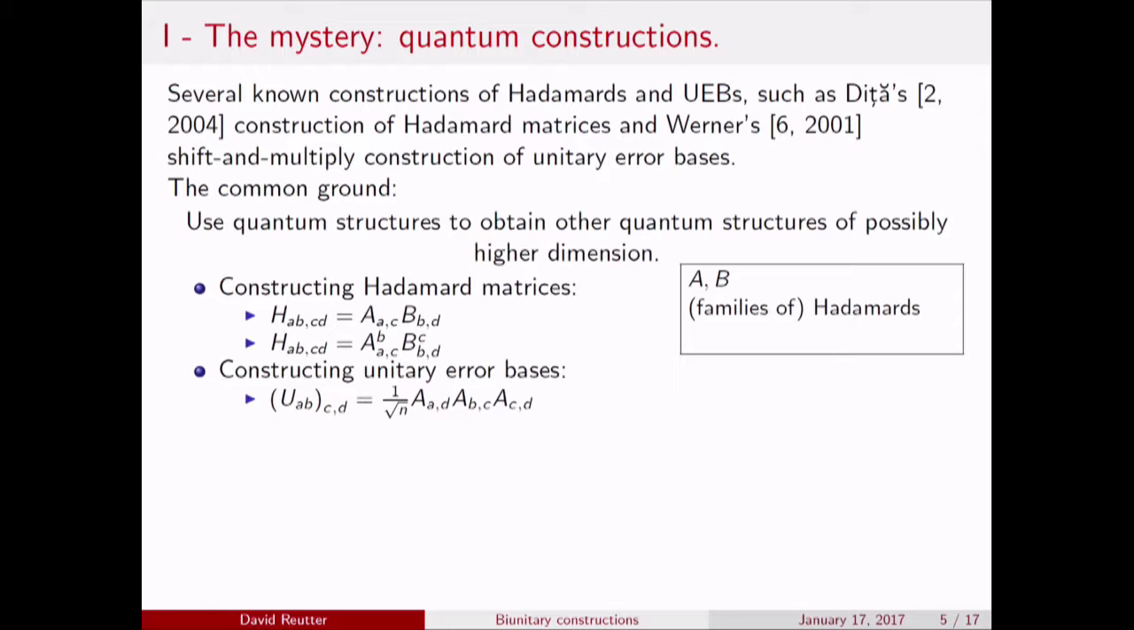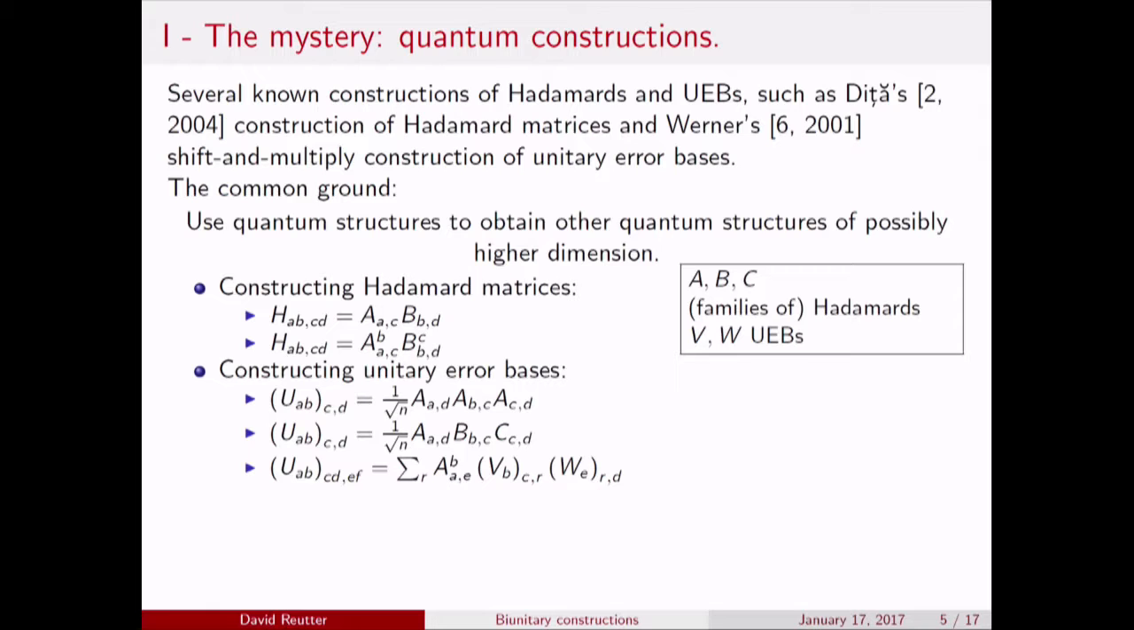The best known example is the following, where we just take a Hadamard matrix A, and from this we can construct a unitary error basis as given in this formula. This construction can be generalized to the following. Here we take three different Hadamard matrices, A, B, and C, and basically apply the same formula. And we again get a unitary error basis. But we can write down different constructions like the following. Here we take a family of Hadamard matrices, A superscript B, and two unitary error bases, and construct a unitary error basis of higher dimension. Or let's go even more crazy and write down the following formula, where we take four Hadamard matrices and a unitary error basis to construct a unitary error basis in quite a high dimension.